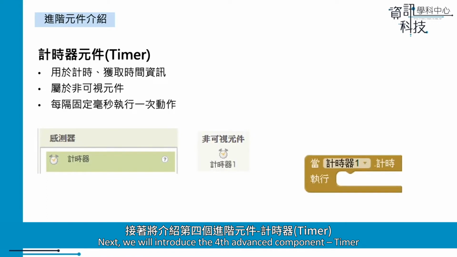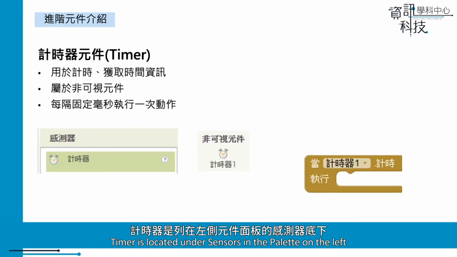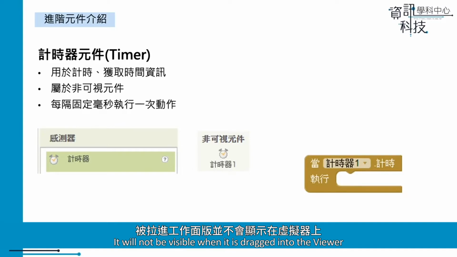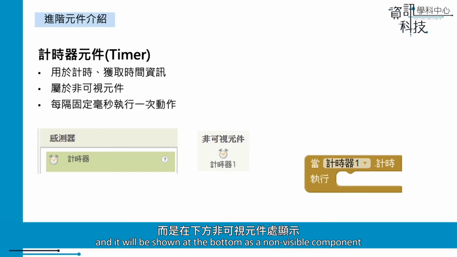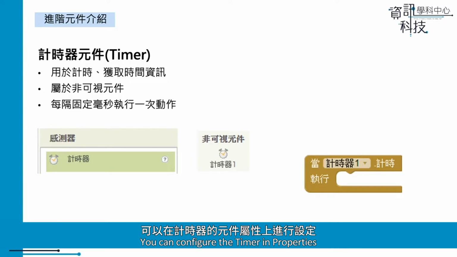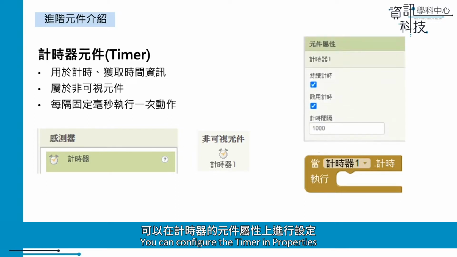Next, we will introduce the fourth advanced component, Timer. Timer is located under Sensors in the palette on the left. It will not be visible when it is dragged into the viewer, and it will be shown at the bottom as a non-visible component. You can configure the timer in Properties.